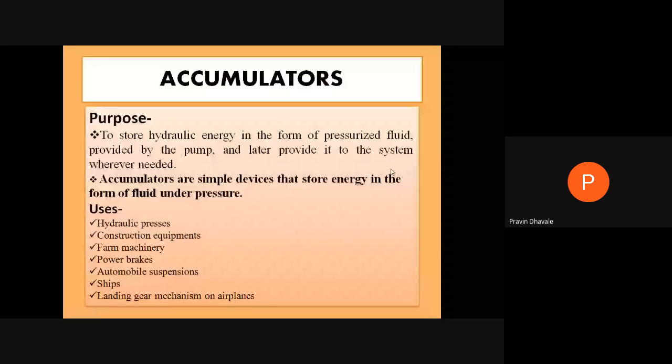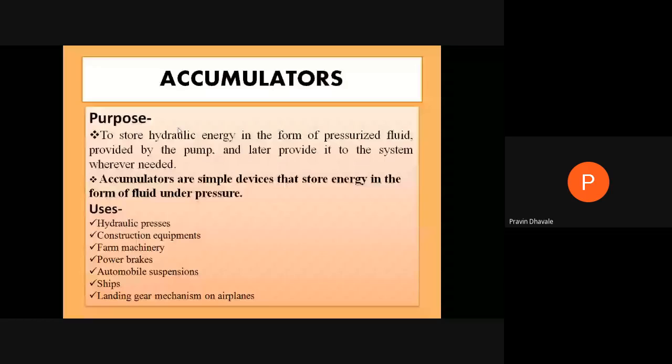If you look at the definition or purpose of the accumulator, an accumulator is a device which is used to store the pressurized fluid coming from the pump. Means whatever pressurized fluid comes out from the pump outlet will be stored in one device that is called the accumulator. And from that accumulator, that pressurized fluid will be supplied to the actuator at a particular time to perform certain kinds of mechanical operation.